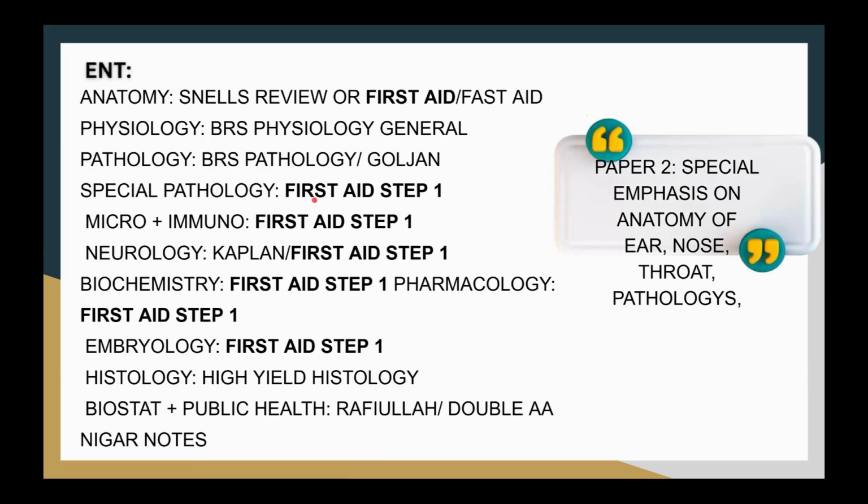So regarding ENT, the rest of the scheme is almost the same, but there are Nigar notes which are additionally used by the ENT doctors. For the pathology section related specifically to the ENT, you can also review it from the BRS pathology and Goljan and try to use the flow charts and diagrams, because you do not need to know all the pathology. You just need to know the basic concept. Again, a lot of things are going to be covered from the first aid as well.